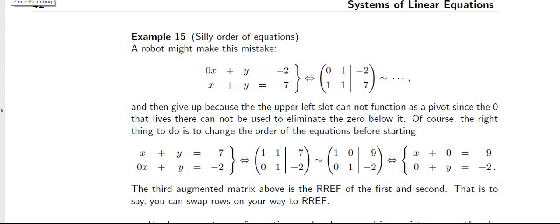Now, if you think back over our Gaussian elimination examples, there have been 3 types of row operations that we've used in order to perform the elimination.